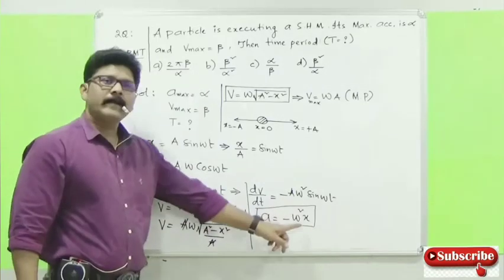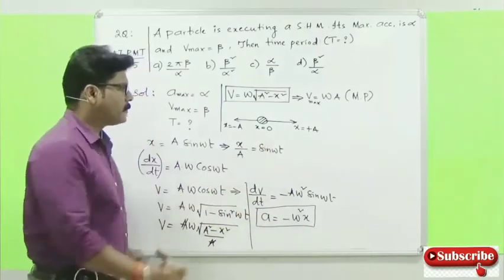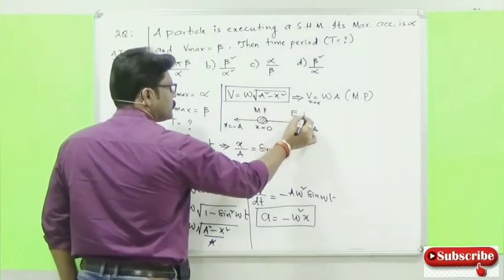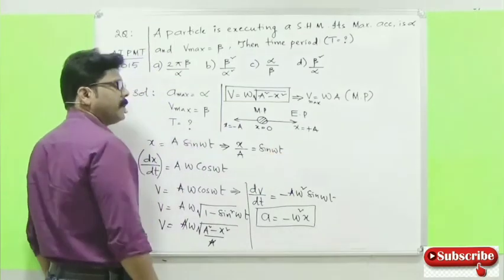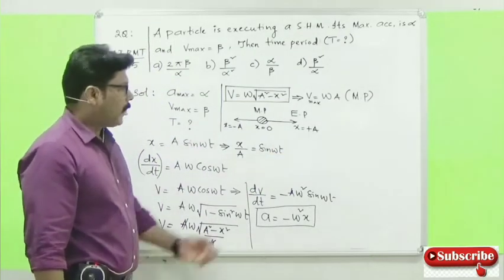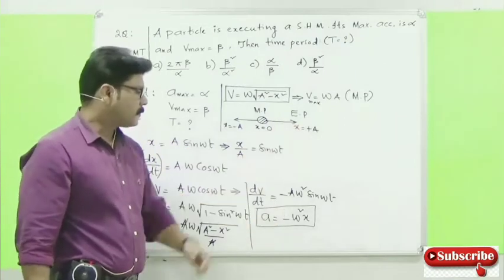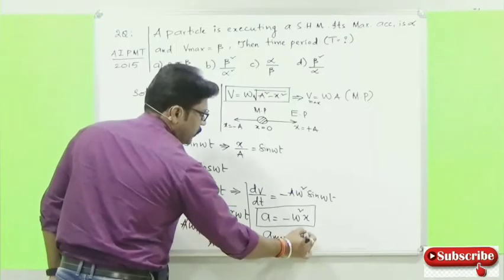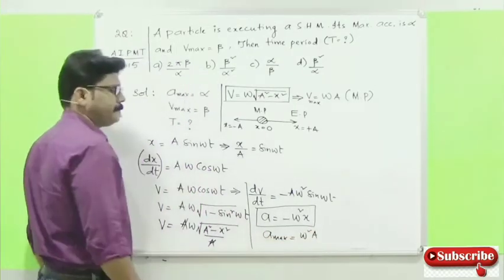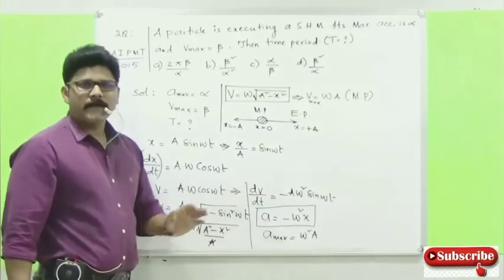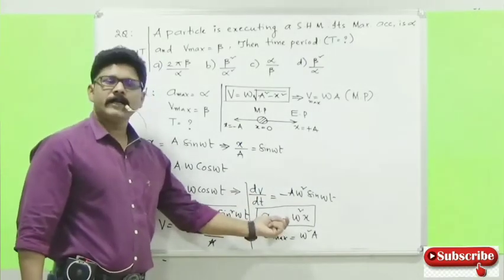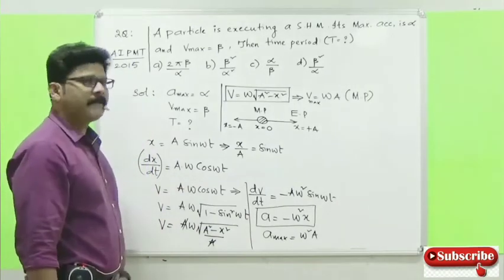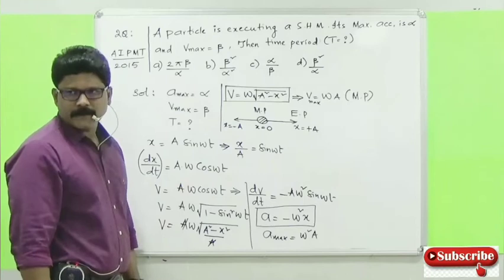Now x equals 0 at the mean position, and at the extreme position x equals plus a, which we call the amplitude. If you substitute here, the maximum acceleration A max will be omega square into A. We are taking only the magnitude of it. The negative sign indicates only that it is opposite in direction. Now we have both things here, and we can directly substitute.